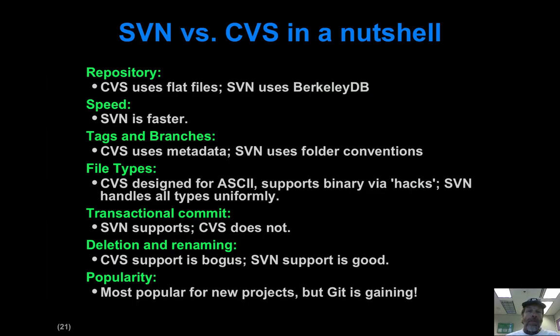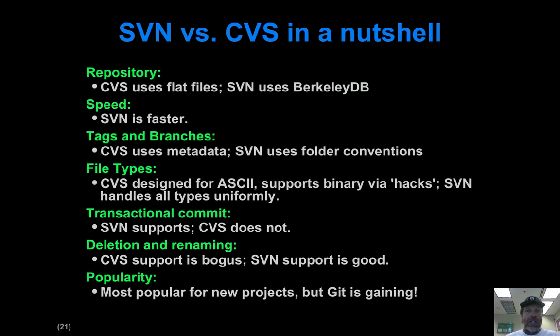Versus CVS, Subversion is basically better in every way. It's faster. It's got transactional commits. That's super important. I remember one time I was committing something like 500 or 600 different files for quite a large system I was working on, and my batteries ran out on my laptop during the commit. And fortunately I was using Subversion, so that when my batteries ran out, the commit was just canceled.